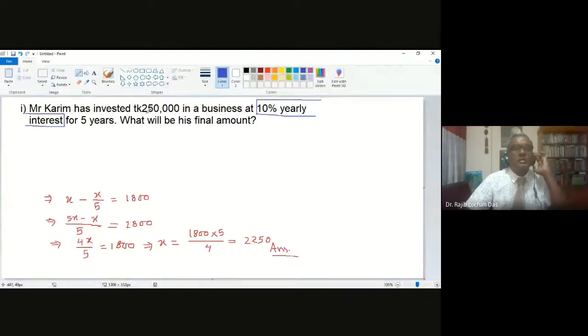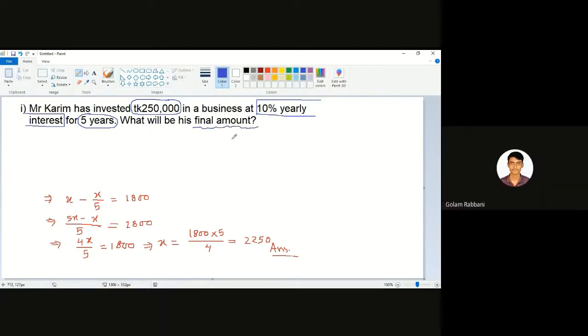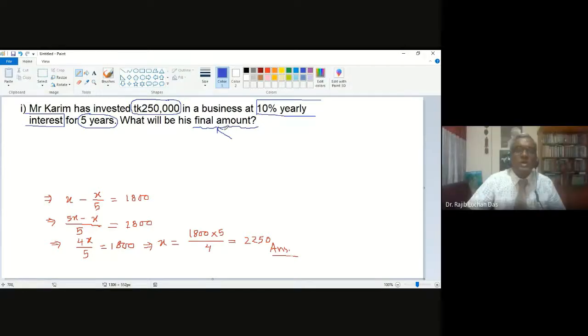So he will get some extra money, and it is after 5 years. So this is the amount he has invested, and this is the rate of interest and timing, and this is the period after which he will get the final amount. So what is the final amount? Sir, final amount is the original plus interest.